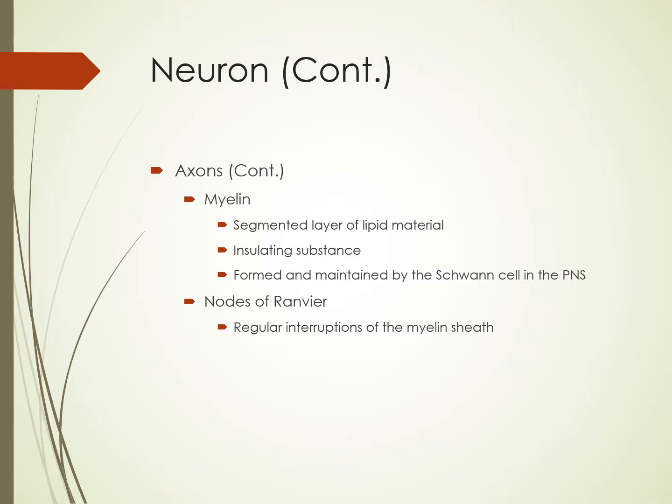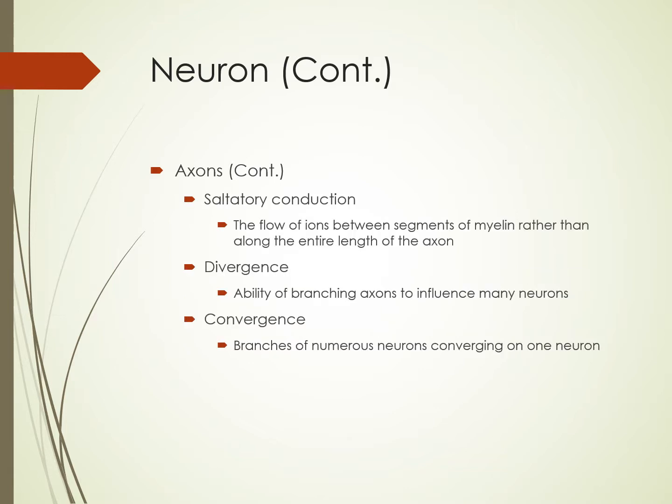Nodes of Ranvier are regular interruptions of the myelin sheath. Saltatory conduction is the flow of ions between segments of myelin rather than along the entire length of the axon. Divergence is the ability of branching axons to influence many neurons, and convergence is branches of numerous neurons converging on one neuron.